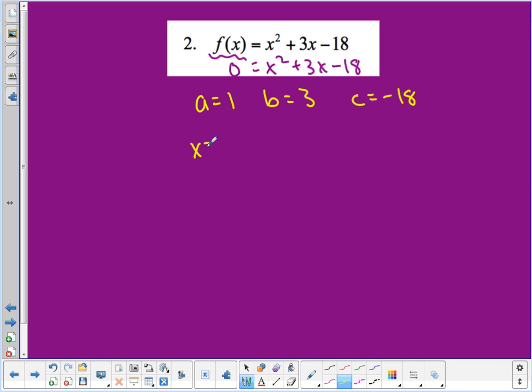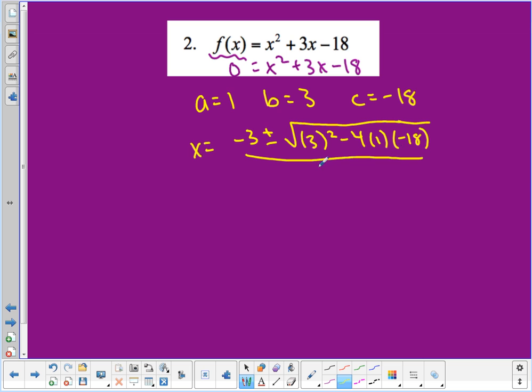I'm going to have x equals the opposite of B plus or minus the square root of B squared minus 4 times A times C, all divided by 2 times A. That's another piece that I see people forget sometimes. This is a big, long formula. It has a lot of parts to it. So make sure that you're writing down all of the parts.